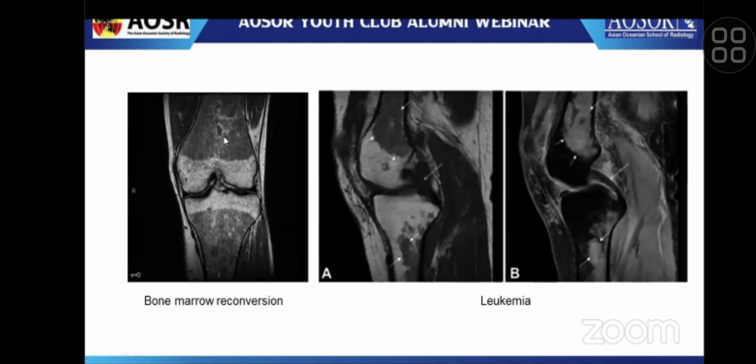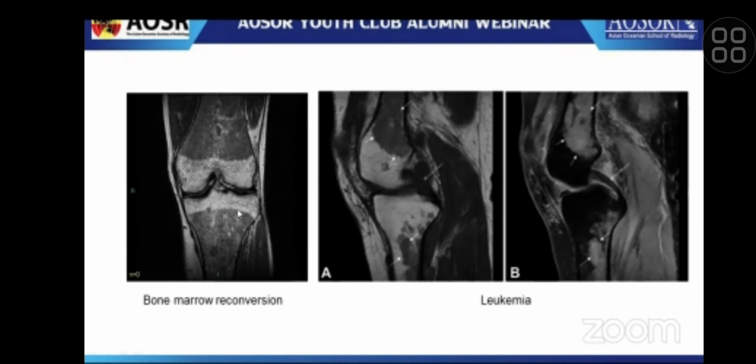The bone marrow reconversion is a normal variant of these bone marrow changes. We should differentiate it from leukemic changes.